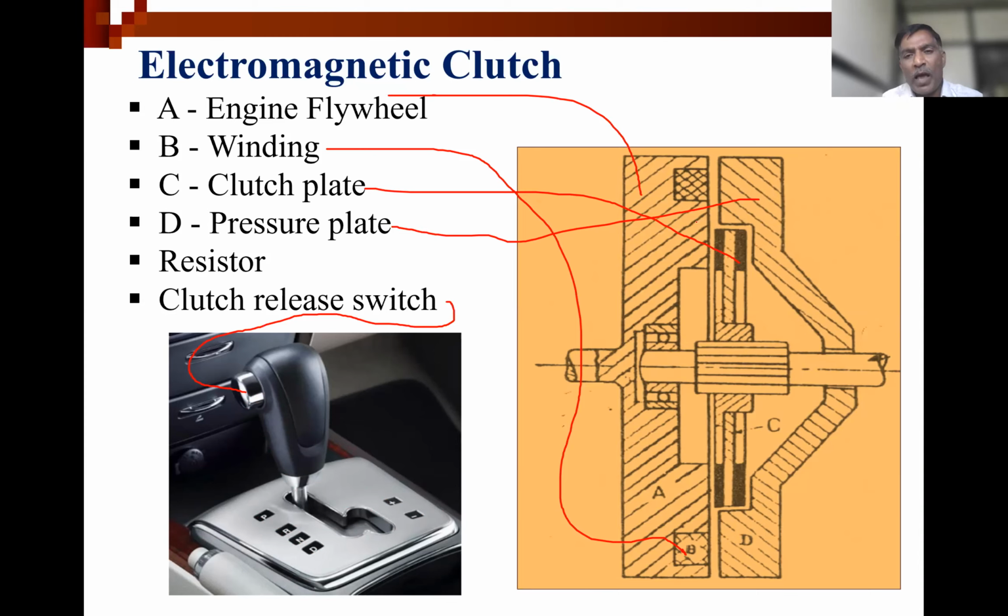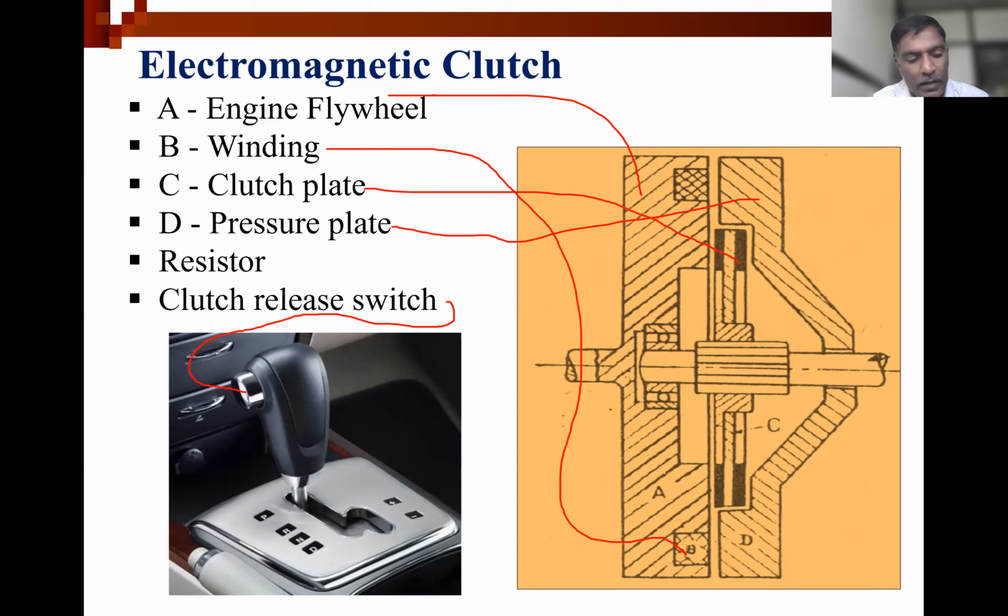As the dynamo is connected, this coil is energized with the help of the battery all the time, and the clutch is in engaged position. How to release the clutch or the friction plate? We need to press this clutch release switch. Automatically the energizer coil will not have current flowing through it, and it will detach this D from A.